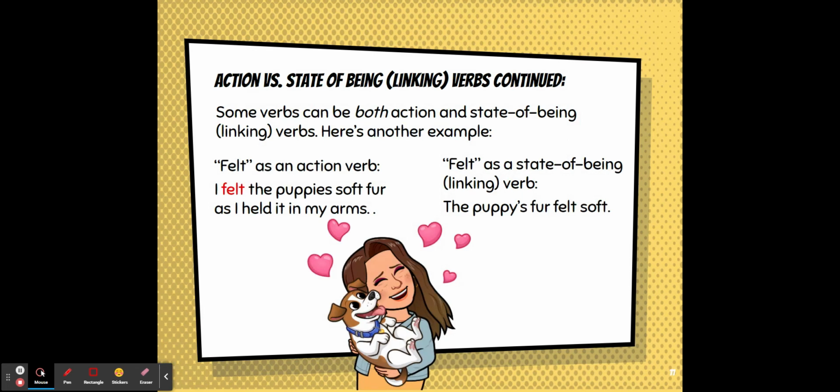Here's one more example. Felt can be an action verb. I could say, I felt the puppy's soft fur as I held it in my arms. That's something I am doing. Or I could use it to talk about the puppy's state of being. I could say, the puppy's fur felt soft.